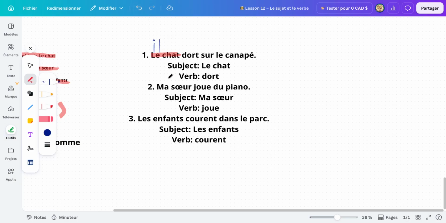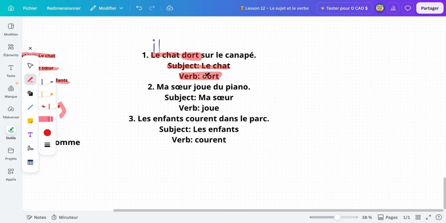Okay, now the next thing we need to find is the verb. The verb here, what is the cat doing? Qu'est-ce que le chat fait? Il dort sur le canapé. The canapé is not the verb because it does not move, or it's not doing the action in the whole sentence, if you know what I mean. Now, "ma soeur joue au piano." Subject, le chat, verbe, dort.